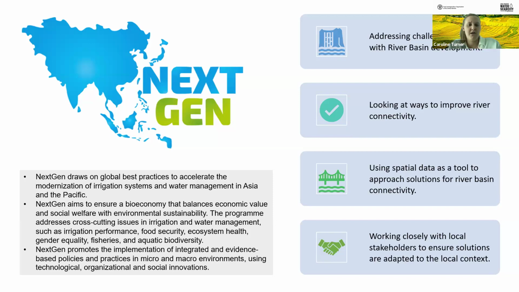This program is part of a larger program, the Next Generation Irrigation Project, and this idea is part of a larger initiative to ensure a bioeconomy that balances economic value and social welfare with environmental sustainability. We look at cross-cutting issues in irrigation and water management, such as irrigation performance, food security, ecosystem health, gender equality, fishes, and aquatic biodiversity. What we're going to learn about today is a few of those crossovers, and I hope you enjoy the webinar.